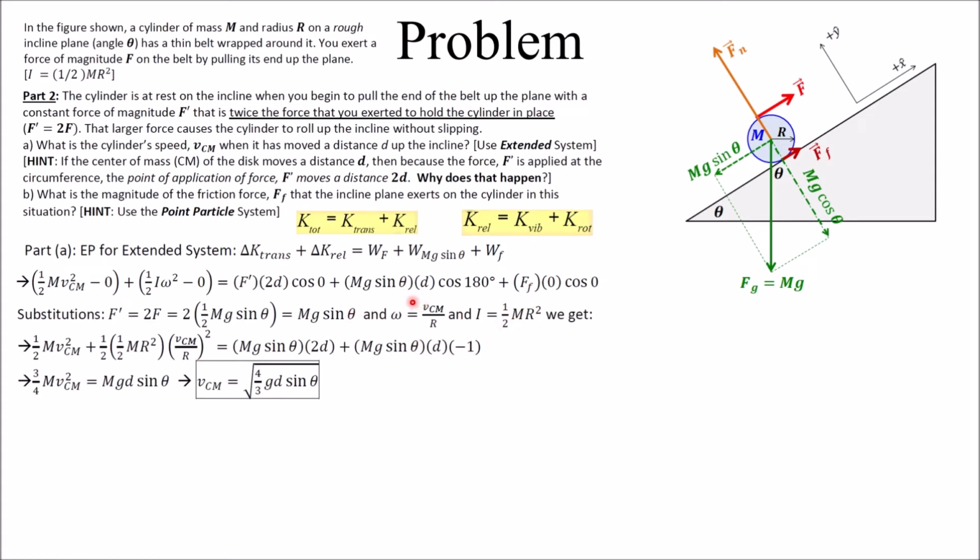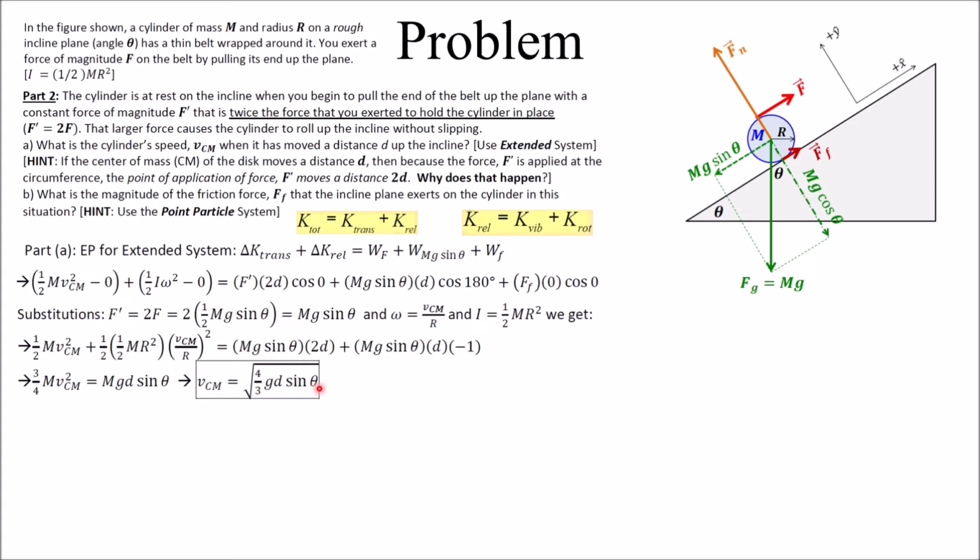So when we do our substitutions, instead of writing F prime, we'll write 2F, which we can actually simplify further into mg sine theta. And then instead of writing omega, we can write v over R. Instead of writing I, we can write 1/2 mr squared. And when we rewrite that, we get this here. We do some algebra, and we can solve for the velocity v-CM. That's basically what they're asking for in part A. And we get an equation that represents that.